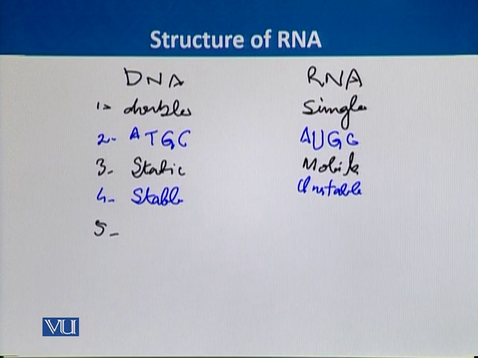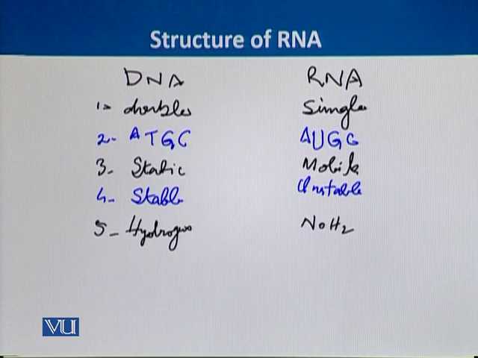And further, we can see that there are hydrogen bondings in the DNA because DNA is a double helix and one strand is stabilized through hydrogen bonds. So there is hydrogen bonding between the nucleotides. On the other hand, there are no hydrogen bondings in the RNA because it's a single strand and there is no need for hydrogen bonds.